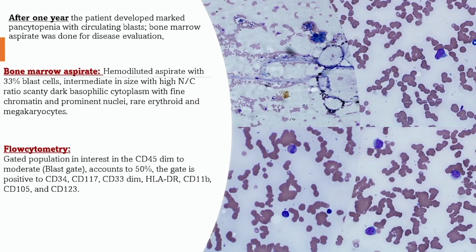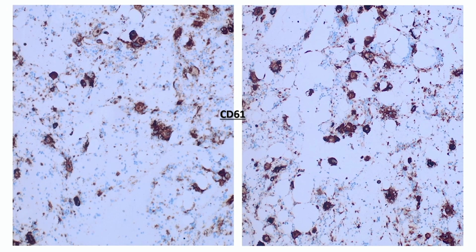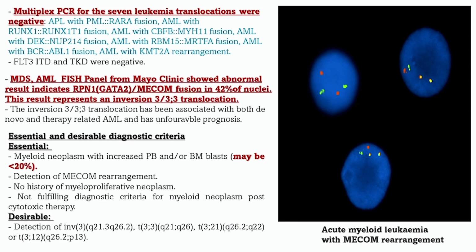Unfortunately, after 1 year, this patient came to us with a blast count of 33% in the aspirate. It transformed to acute myeloid leukemia, confirmed by flow cytometry. Again, the bone marrow was hypercellular, and you can see here the diffuse infiltration with blast cells, and the atypical megakaryocytes are hardly seen. But the strange thing with the CD61, we found when we sent it to Mayo Clinic, was MECOM.